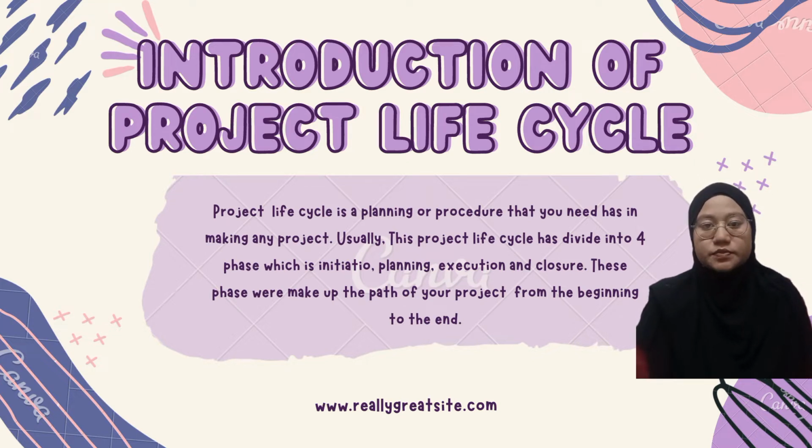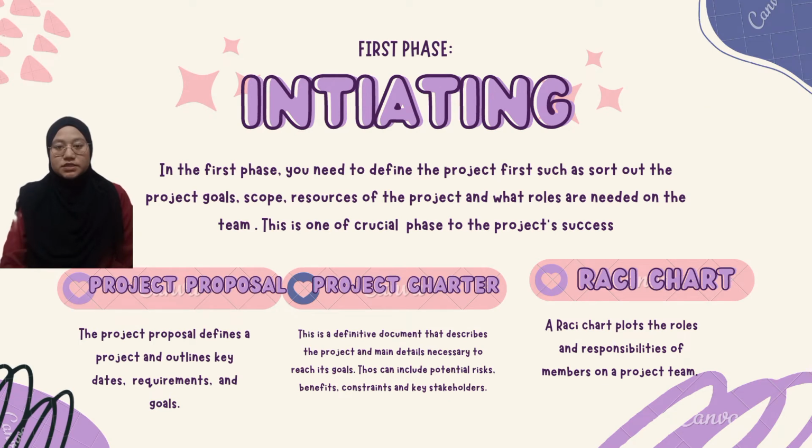So basically, this project life cycle is a plan or procedure that you must have in making any project. Usually, this project life cycle is divided into four phases, which are initiation, planning, execution, and closure. These phases make up the pace of your project from the beginning to the end. Okay, so the first phase is initiation.